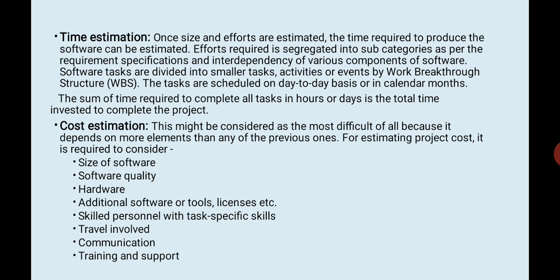Next is time estimation. Once size and efforts are estimated, the time required to produce the software can be estimated. Efforts required are segregated into subcategories as per the requirement specifications and interdependency of various components of software. Software tasks are divided into smaller tasks, activities or events by the work breakdown structure, that is WBS. The tasks are scheduled on a day-to-day basis or in calendar months.